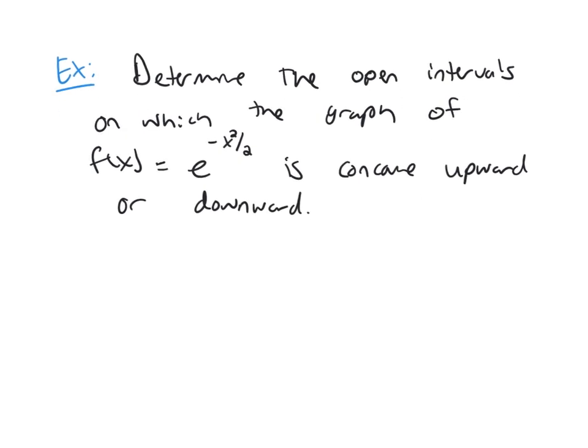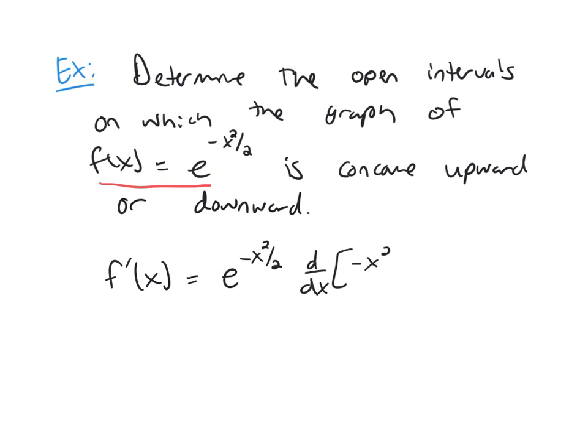So the first thing we're going to do is take our function, it's given to us there, and we're going to start by finding the first derivative. You have to use the chain rule. E to the negative x squared over 2 times the derivative of the power. So it'll be a negative x, which I'm just going to write in the front. So negative x e to the negative x squared over 2.